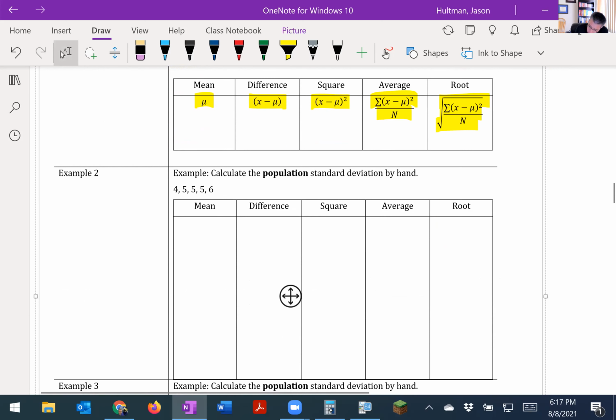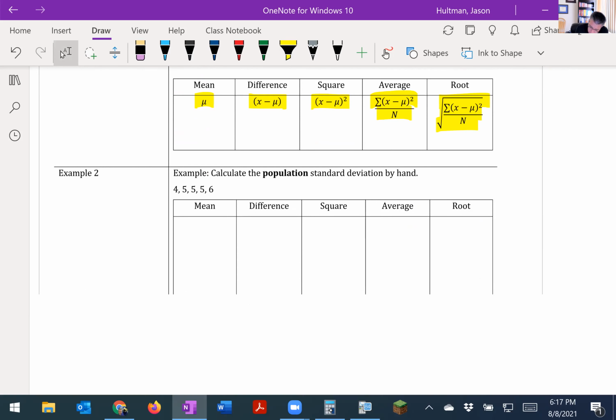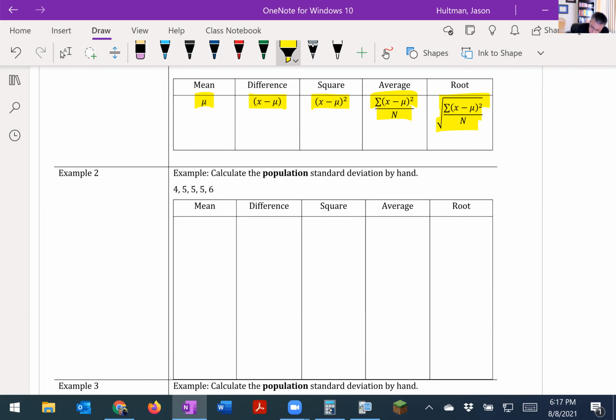Okay, so let's do this by hand and see how we would calculate this. Example: calculate the population standard deviation by hand. We have 4, 5, 5, and 6. What was the mean on this? We saw already that the mean for this population was 5. They're calling it a population, so we'll go with that.